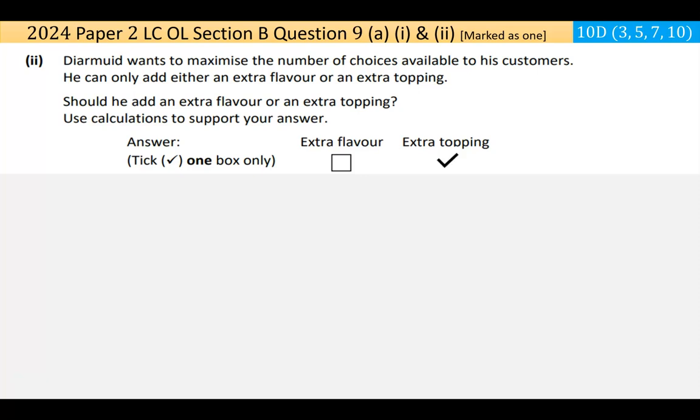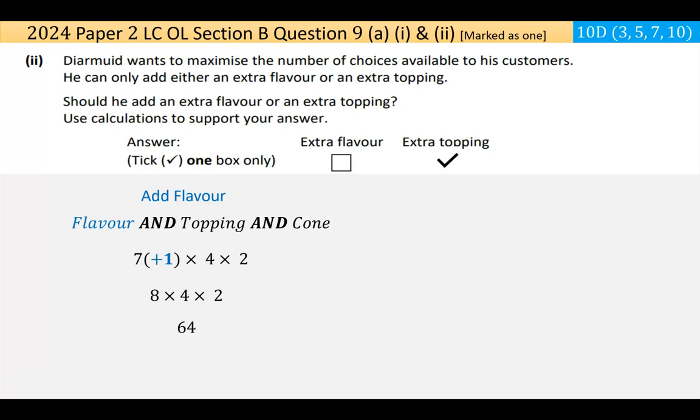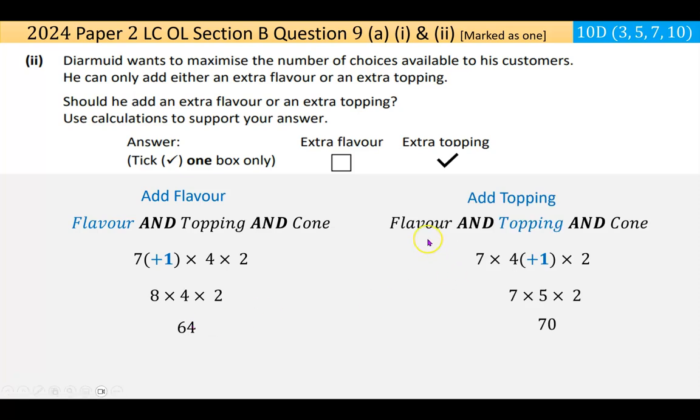The answer is extra topping. And the reason is, if I add a flavor, I'm adding a flavor and topping and cone. I had 7 flavors, now I have 8, so it's 8 by 4 by 2. I have 64 different options. If I add a topping, I have a flavor and an extra topping and cone. That's still 7 flavors here, but an extra topping, so 7 by 5 by 2 is 70. 70 is bigger than 64, so Diarmuid should add an extra topping in order to maximize the number of choices for his customers.